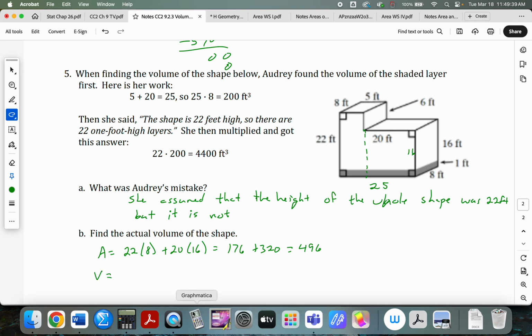And then from the front to the back, how many layers would she have of that? There's going to be 8 layers of that. So it'd be 496 times 8. I'm not going to try to do that one in my head. It's 3,968 cubic feet.